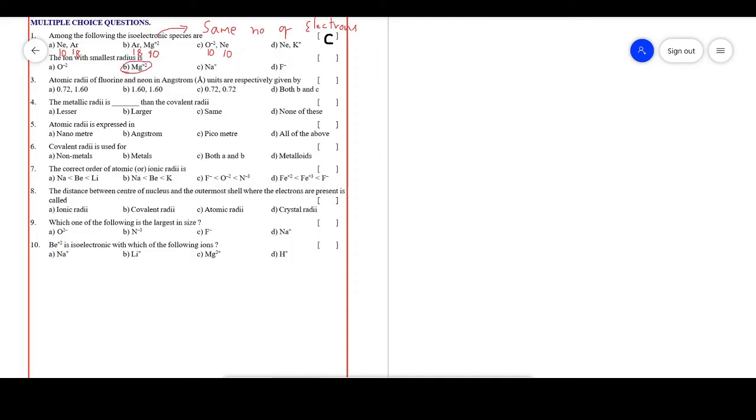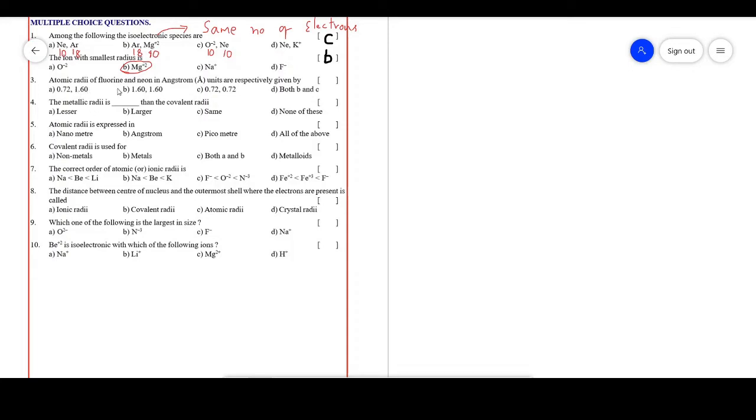So always the cation size will be smaller, and for isoelectronic species also, the more the positive charge, the smaller is the size. If they ask for larger size, the more the negative charge, the larger is the size. So here the answer is B.